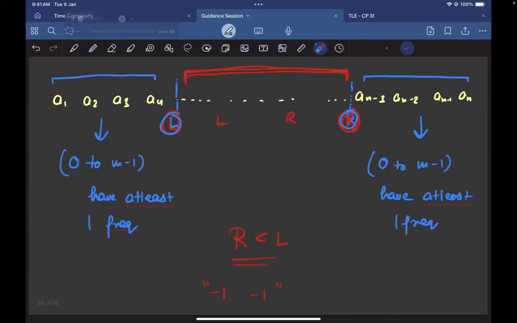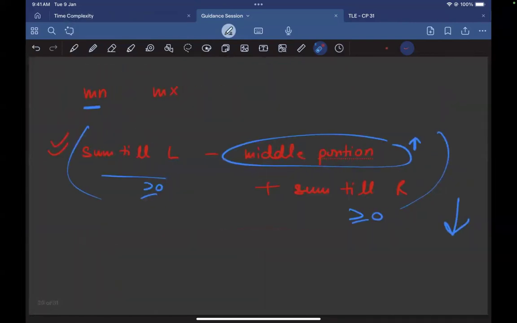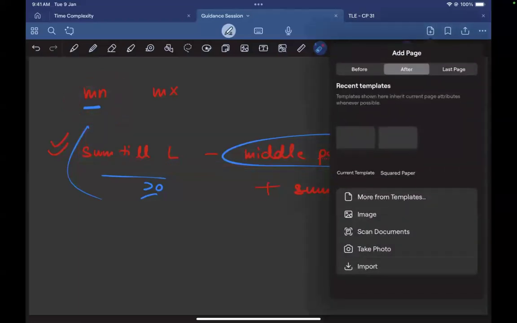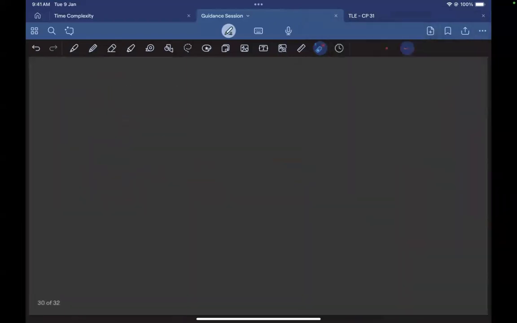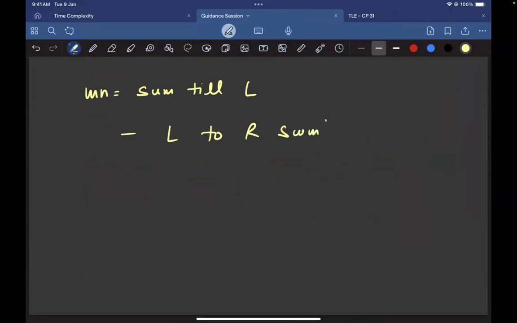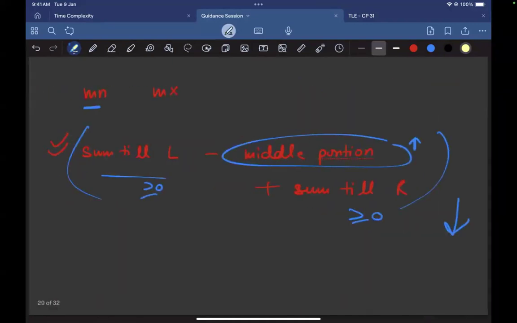So now mx has become this value. Now minimum has become this value, which is basically equal to, if I write quickly mn over here, mn has become equal to sum till capital R, then plus, minus L to R sum, plus sum from R to n minus 1. Okay, this is mn. Now mx also can be right now initialized with this value only. And now we can try to find better mx.